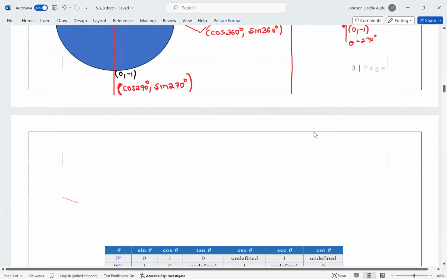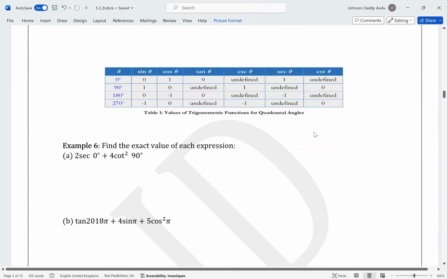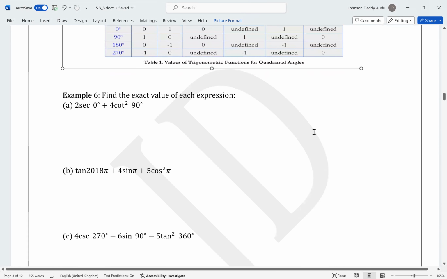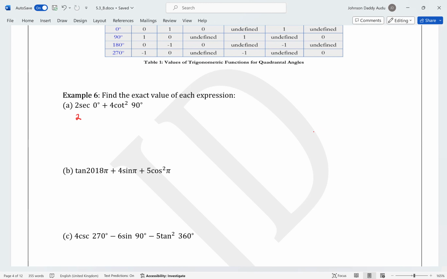All right, so let's answer some questions here. For example, example 6 says find the exact value for each expression. So here is 2 sec 0. Sec 0 is the reciprocal of cosine 0, right? And we know that cosine 0 is equal to 1. So this is just 2 times 1. Then plus 4.